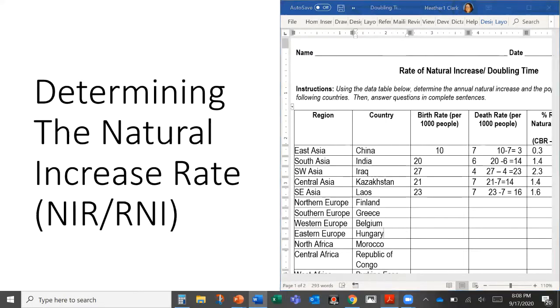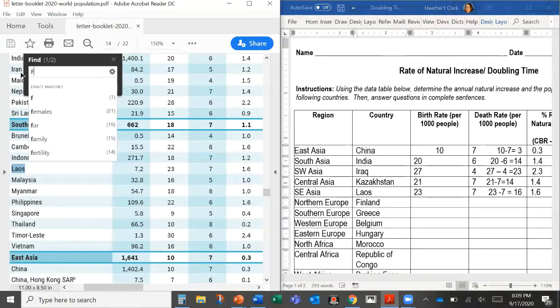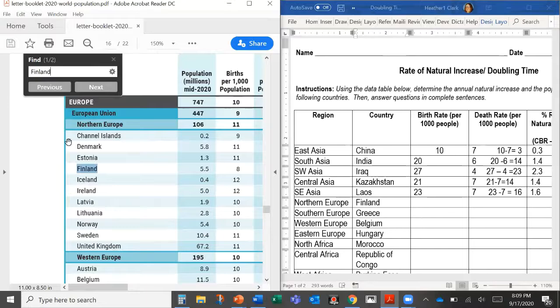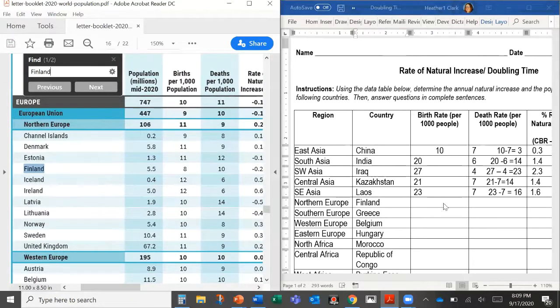So we're going to pull up that document again, and we're going to type in Finland. And we're going to find Finland. And we have here Finland's birth rate and death rate are 8 and 10. So if we do the math, 8 minus 10, we get -2. So they have more people dying than being born.